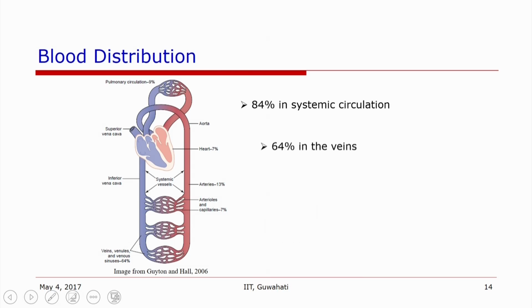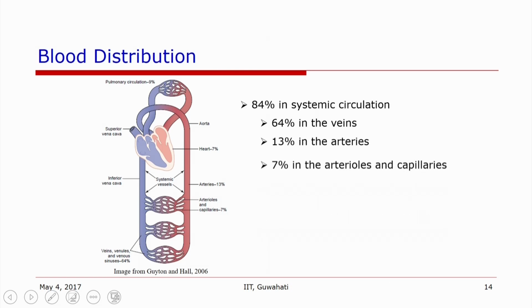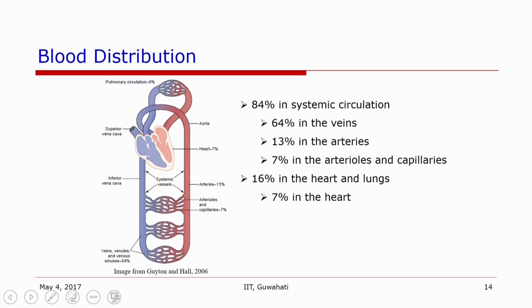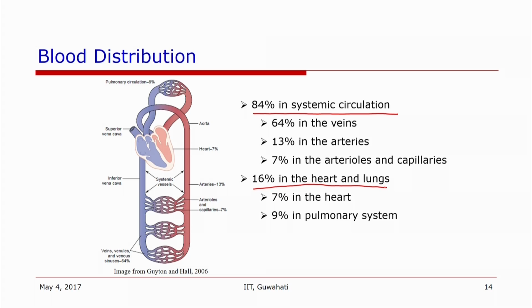So this is the typical percentage distribution of the blood in the different parts. About 84% of the blood is in the systemic circulation, in the peripheral organs, at any time, and only 16% is in the heart and lungs. Out of that, 9% is in the pulmonary system, whereas 7% of the blood is in the heart.